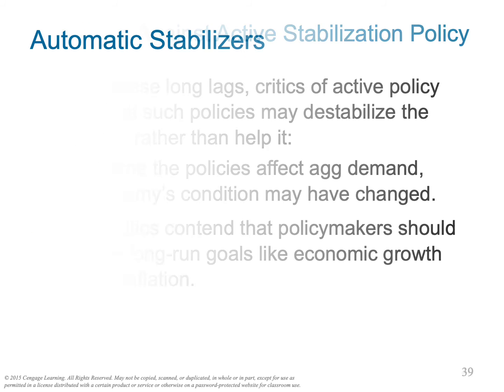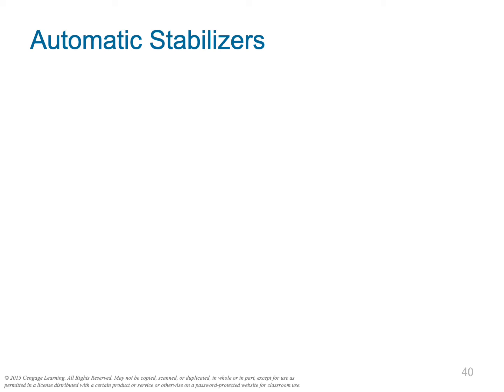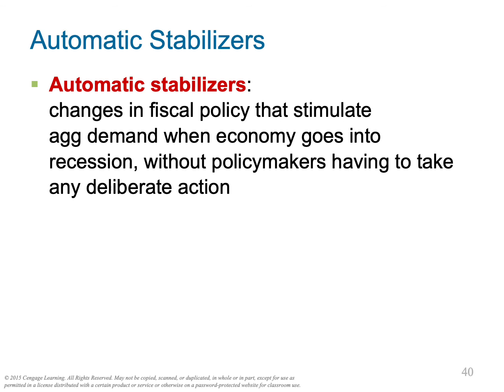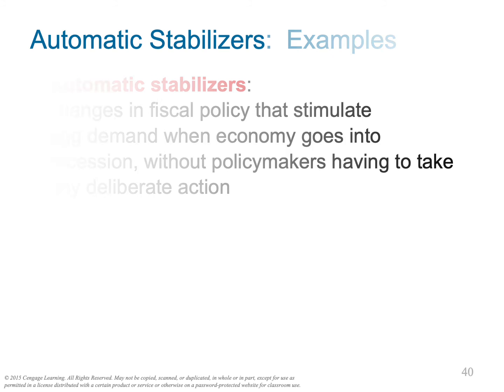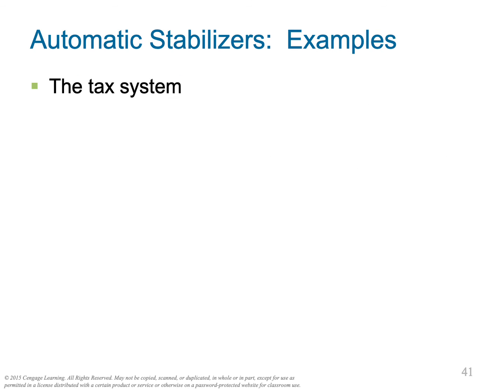Now there is a silver lining here, and that has to do with something called automatic stabilizers. So these are changes in fiscal policy that stimulate aggregate demand when the economy goes into a recession, or vice versa, constrict aggregate demand when the economy goes into an inflationary boom, without policymakers having to make any deliberate action, without having to make a decision. So this helps to eliminate that fiscal policy lag, and it makes the policy have a quicker effect. So what are some examples?